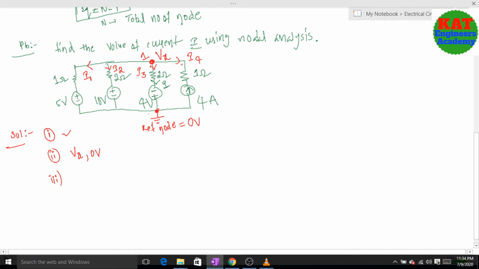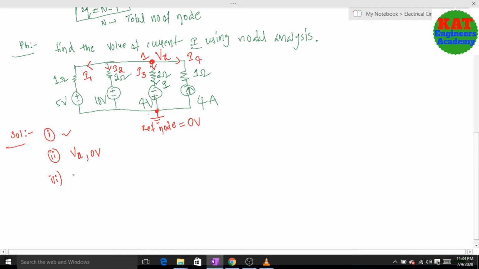If you have two non-reference nodes, you can give the directions for the second node also. But in the problem given here, we only have one such node. Finally, four elements are interconnected: I1, I2, I3, I4. I consider all currents as outgoing current directions. So finally, apply the laws.